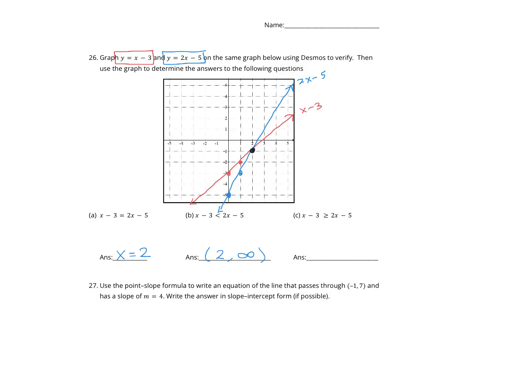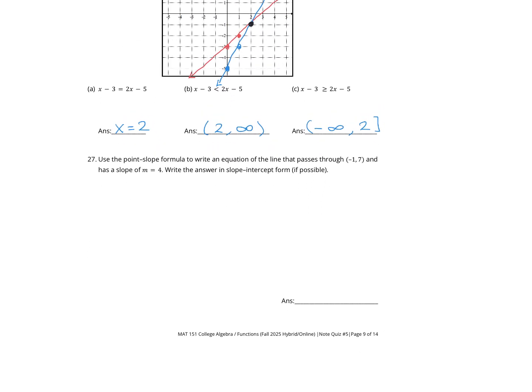The last one is asking when this is reversed. In other words, when is the red one above the blue one? And that starts on the far left of the graph and ends at 2. And you'll notice because of the equals bar, we want to have a square bracket on the 2. So you can use the graphs of lines to solve inequalities by looking at whether something is above or below it, which is pretty nice.